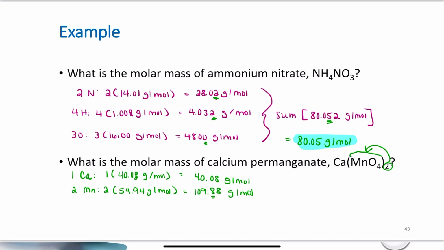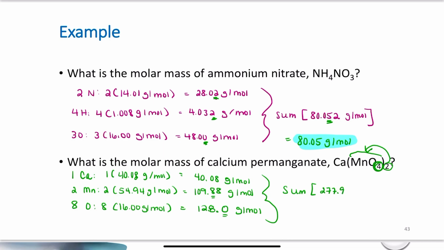And 2 times that entire polyatomic, but I've got a 4 here, meaning overall I have 8 oxygen, 8 times 16 grams per mole. Gives me 128. I've got to put the 0.0 there to keep my sig figs, grams per mole. That happened up here on oxygen as well. Make sure you're not letting your sig figs drop. Sum this together, and I get 277.96 grams per mole.